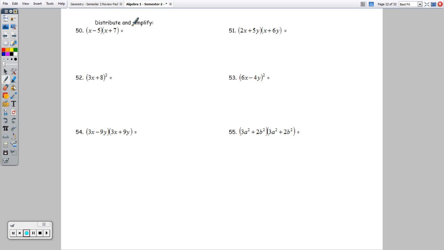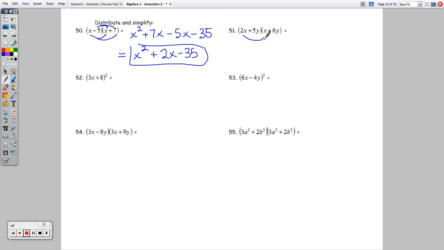Number 50, distribute and simplify. We're going to distribute the x through to both pieces and distribute the -5 to both pieces. If FOIL helps you, you can think of that. We'd have x squared plus 7x for the first and the outside parts, and then the inside and the last, you'd have -5x minus 35. So we distributed. Now let's simplify. X squared plus 2x minus 35.